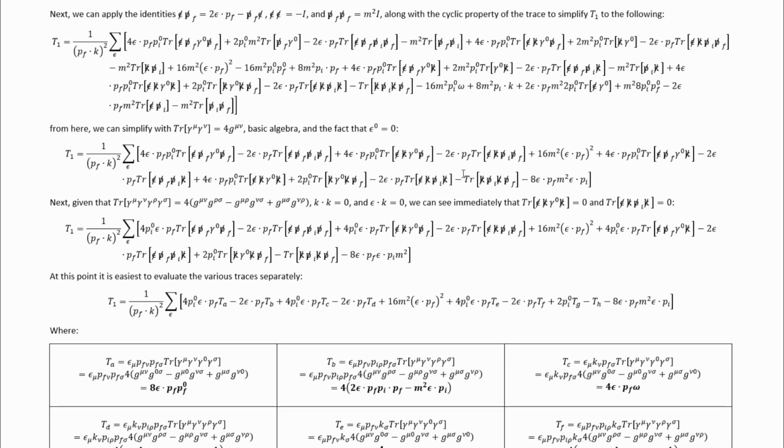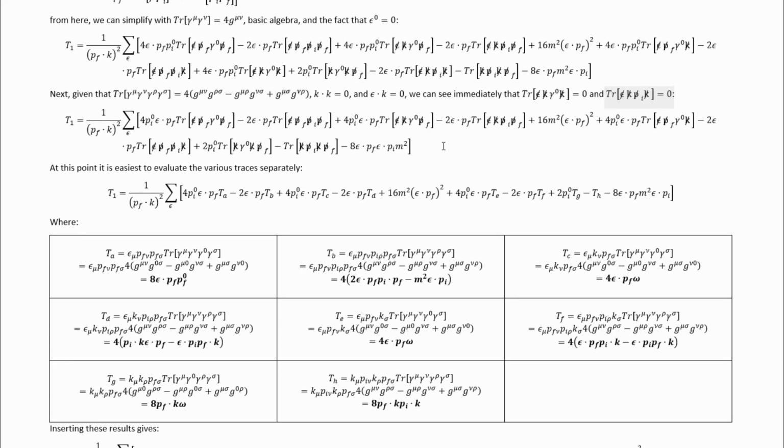Then we can use this identity and this one to reduce this down further. This identity results in this term vanishing here, and then this one allows us to simplify again terms like this down to dot products. All of that gets us to this simpler, shorter expression, so it's really starting to pay off. Then, given this rather long gamma matrix identity and these two dot products, we can immediately see that these two traces have to be zero, which simplify things down to here.